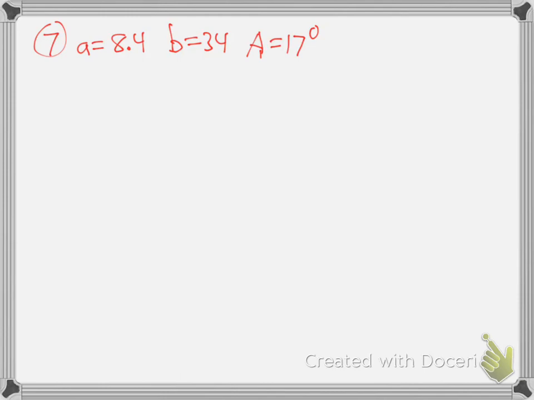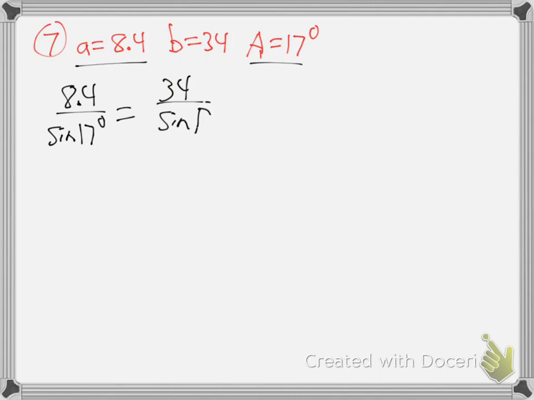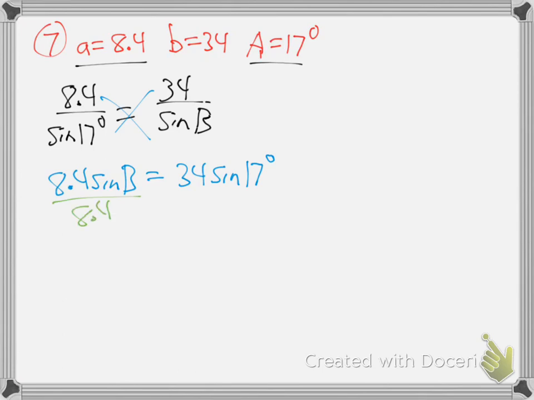Right, so let's dive in. So it'd be a over A. So 8.4 over sine 17 is 34 over sine B, right? a over A, b over B. Two equal fractions, a over A, b over B. And then, what do we do from here? Cross multiply. 8.4 sine B is 34 sine 17. How do we solve for B? Divide by the 8.4. Boom.